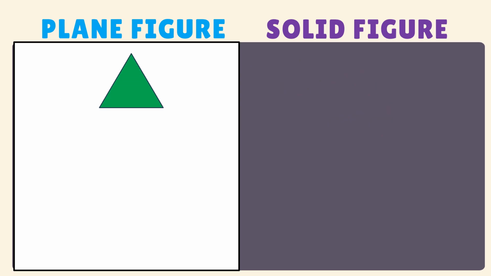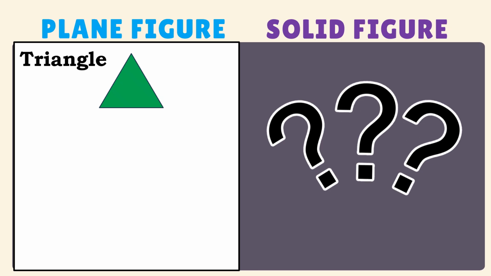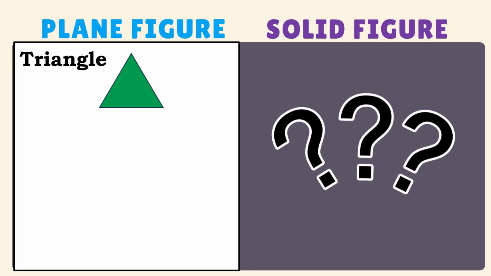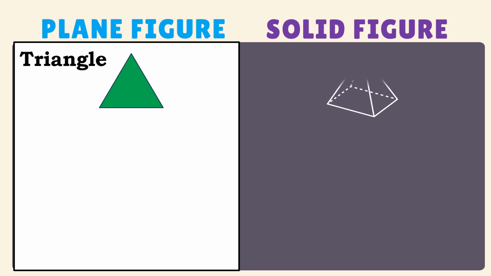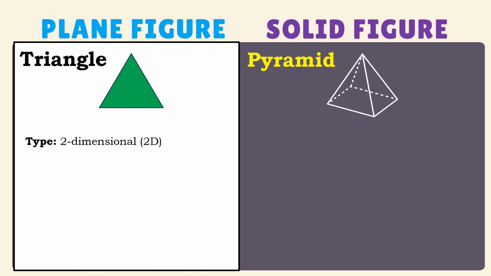What shape is this? Yes, it is a triangle. What solid figure can we form from this shape? Alright, we can form a pyramid. Now let's compare the triangle and the pyramid. A triangle is a 2D or two-dimensional figure, while a pyramid is a 3D or three-dimensional solid.